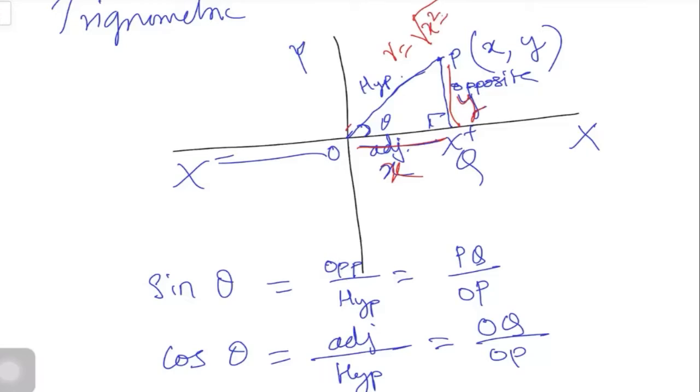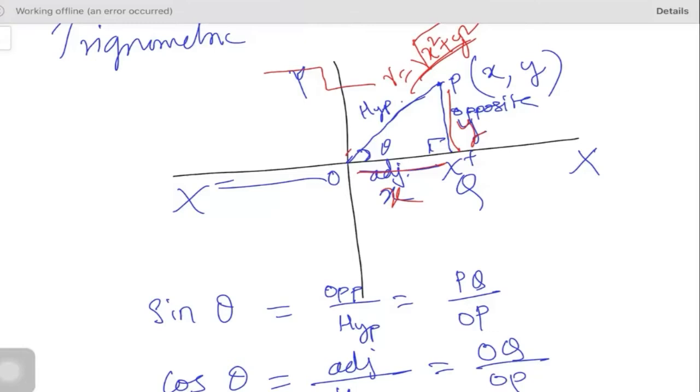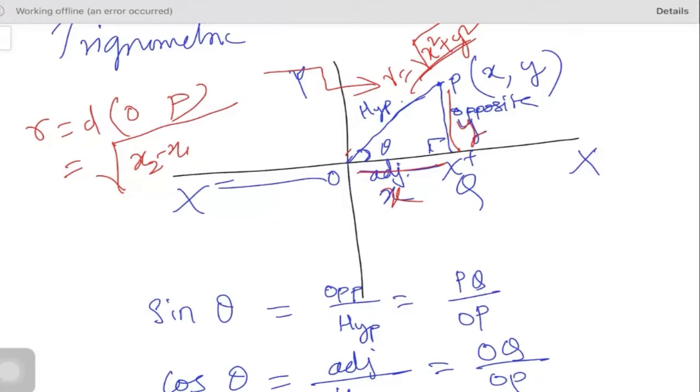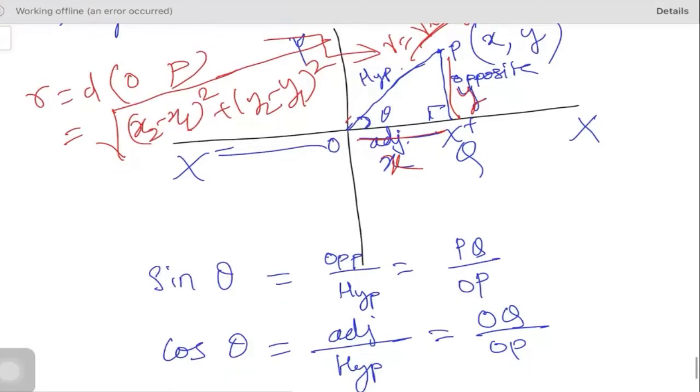How has this under root of x square plus y square come? It has come because r is nothing but the distance of point P from O, and by the distance formula it is nothing but under root of (x2 minus x1) whole square plus (y2 minus y1) whole square. So (x minus 0) whole square, that is x square, (y minus 0) whole square, that is y square. So that's why it has come.